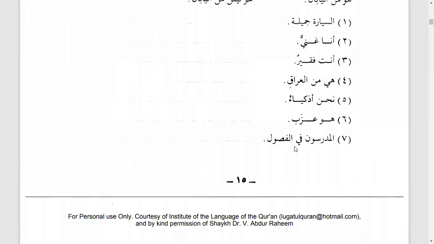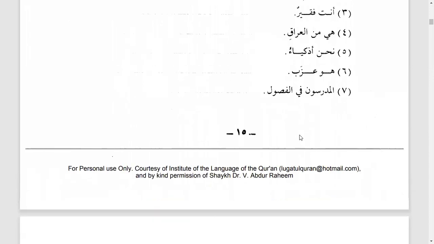Okay. المدرسون في الفصول. المدرسون ليسوا. Excellent. ليسوا في الفصول. المدرسون ليسوا في الفصول. The teachers are not in the classrooms. Okay, number 8. Let me scroll down. Yes. Okay, how will you read it? أنت or أنتِ? أنتِ ذكية, with ta marbuta. All right, أنتِ ذكية.